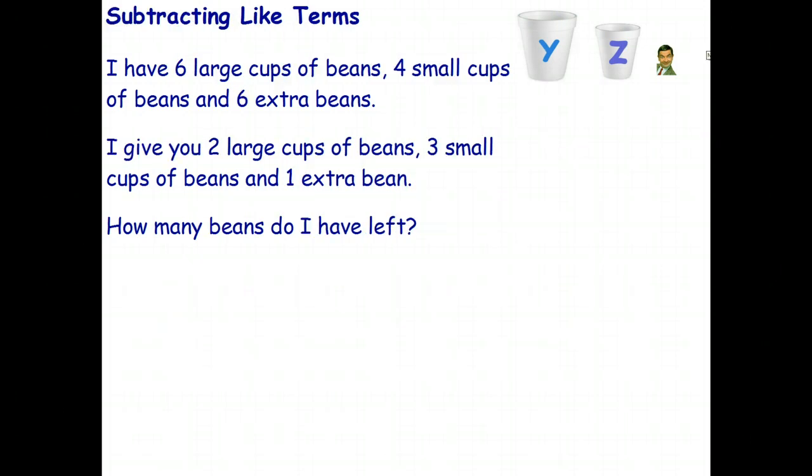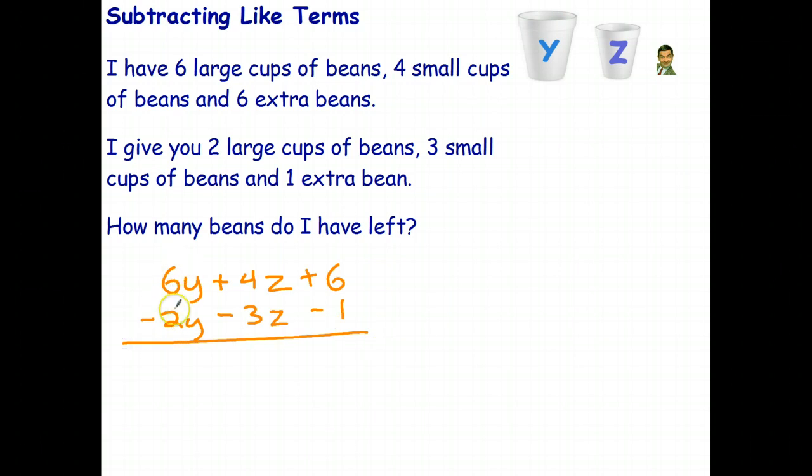It turns out subtracting is very, very similar. I have 6 large cups of beans, so that's 6y. I have 4 small cups of beans, so that's 4z. And I have 6 extra beans. Now what I'm going to do is I'm going to take away 2 large cups of beans. I'm going to take away 3 small cups of beans. And I'm going to take away 1 more bean.